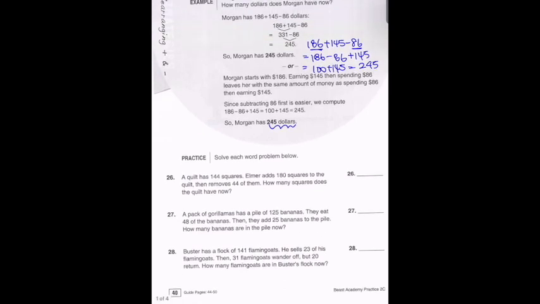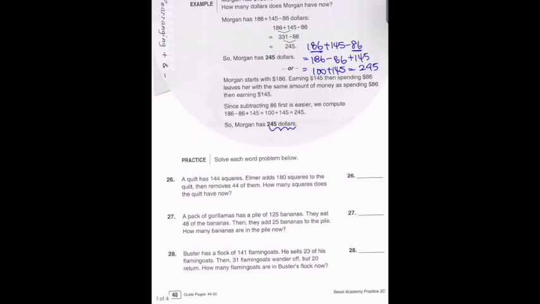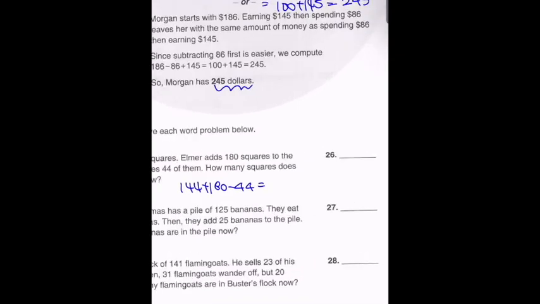And so now we're going to solve some practice problems. And so I'll first go over 26 with you guys. So it says, a quilt has 144 squares. Elmer adds 180 squares, so she adds 180 and removes 44. How many squares does the quilt have now?